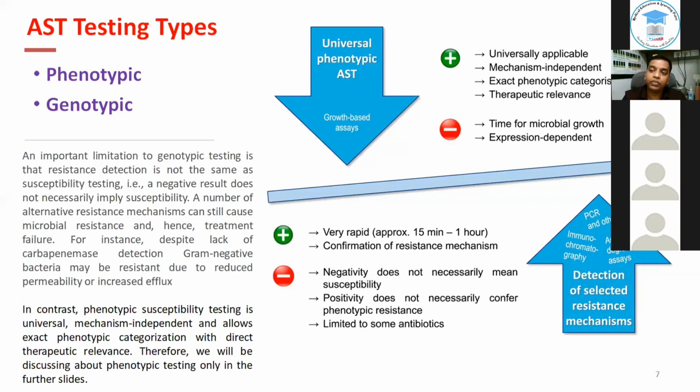The advantage of the genotypic method is that we are able to detect the particular resistance mechanism, whether it is OXA, NDM, IMP, or VIM. The genotypic method is very rapid, but the disadvantage is that negativity does not necessarily mean susceptibility, and positivity does not necessarily confer phenotypic resistance. Genotypic methods are also limited to some particular antibiotics only. So that was about the difference between the phenotypic and genotypic methods.